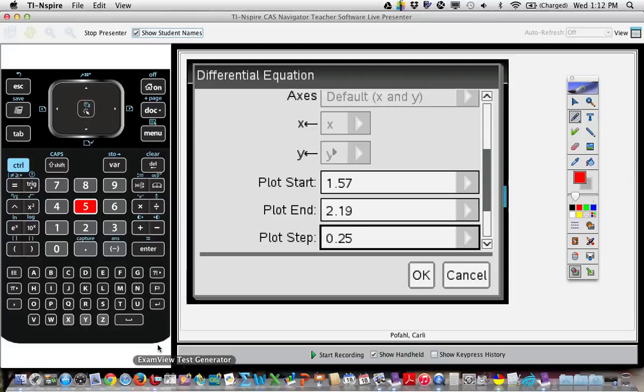Now your plot start and plot end are weird. I've never seen those numbers. Did you ever change those? No? Okay, that's weird. Well, let's just see what we get. Okay, so go ahead and hit OK.